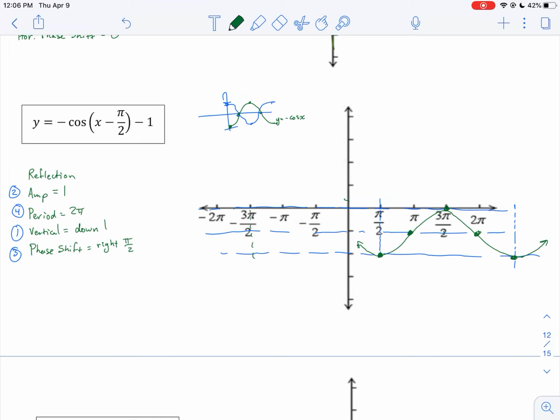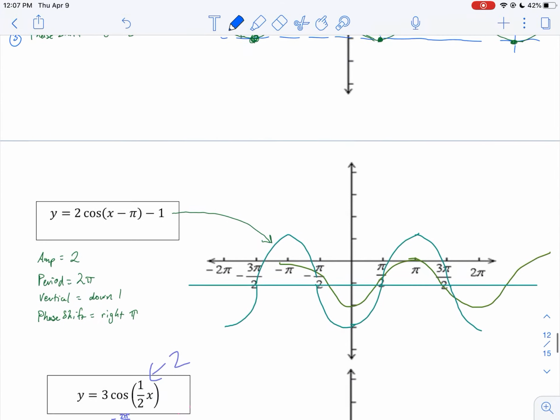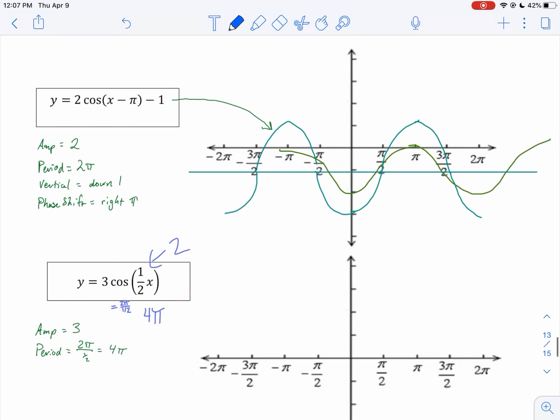Now, if you want, you can draw in another period. It's going to start the same way. You can either work backwards from the right, or you can think from the left. It doesn't matter. Go up, back down. And so that sine curve just keeps going. Sorry, in this case, cosine curve. All right, let's take a look at the next one.